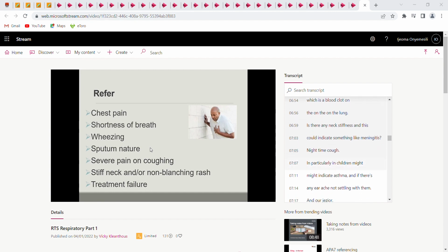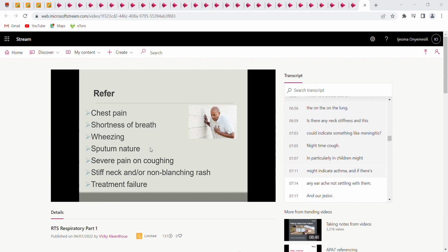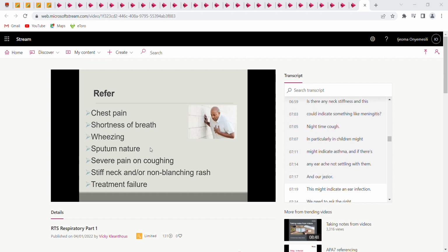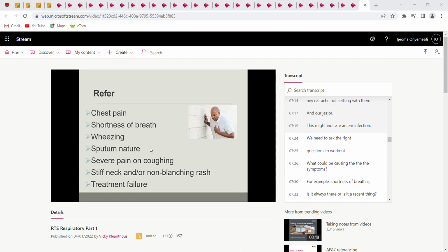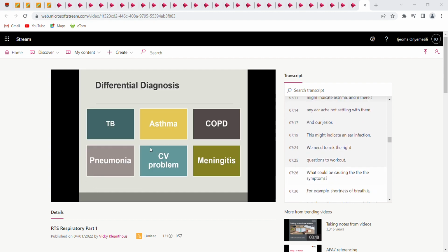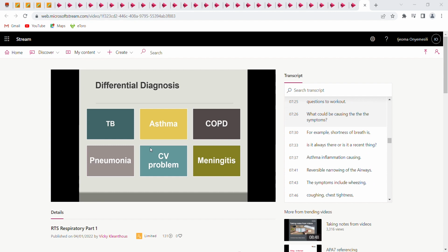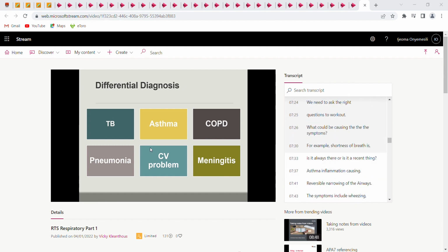Nighttime cough, particularly in children, might indicate asthma. And if there's any earache not settling with analgesia, this might indicate an ear infection. We need to ask the right questions to work out what could be causing the symptoms. For example, shortness of breath. Is it always there, or is it a recent thing?